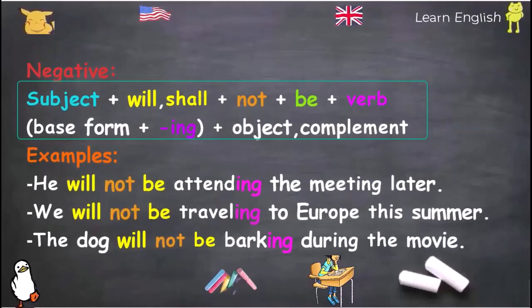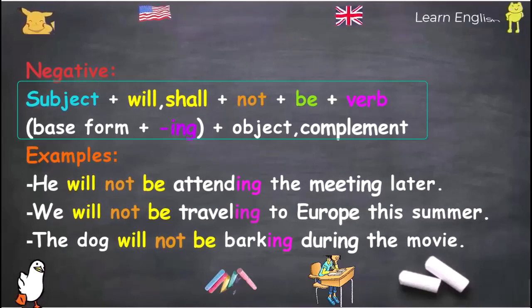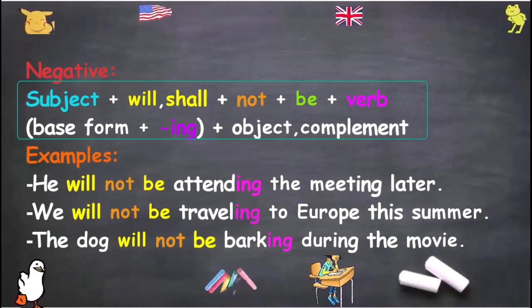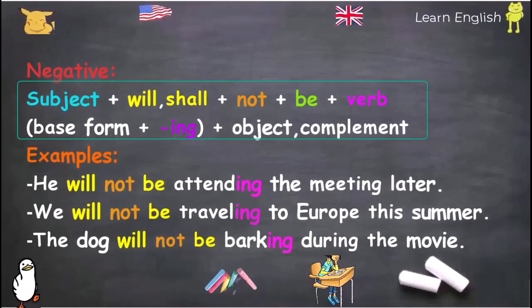Negative: subject, plus will or shall, plus not, plus be, plus verb base form plus -ing, plus object or complement. Examples. He will not be attending the meeting later. We will not be traveling to Europe this summer. The dog will not be barking during the movie.